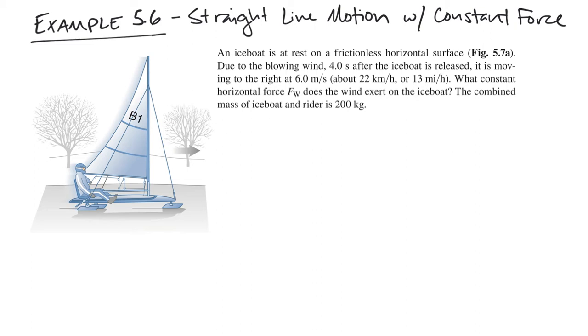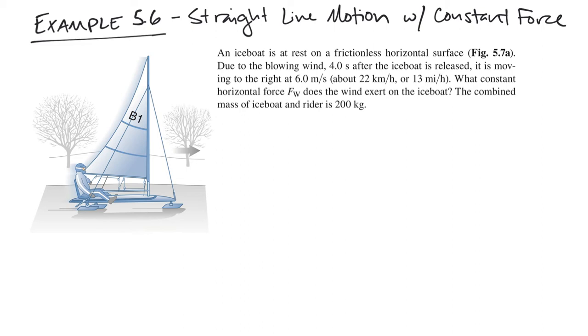Anyway, the real question says, due to the blowing wind, 4 seconds after the ice boat is released, it is moving to the right at 6 meters per second, 22 kilometers per hour, 13 miles per hour, but 6 meters per second is what we care about. Ask what is the constant horizontal force, Fw, that the wind exerts on the ice boat. Okay, and then it gives you the combined mass is 200 kilograms. So first things first, we need to draw a free body diagram.